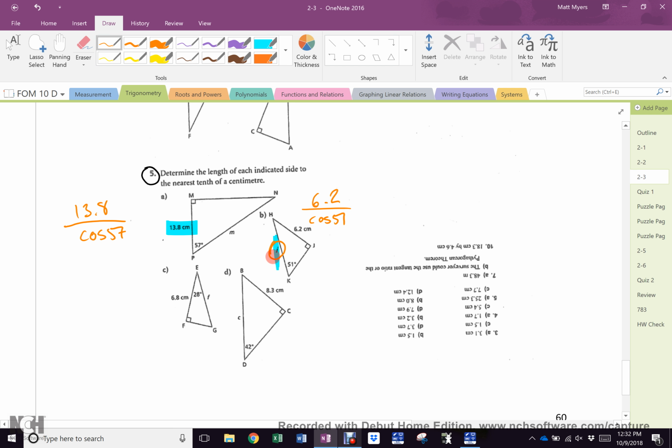Therefore, it cannot be tan. But we have the opposite, not the adjacent. Oh, sorry. So it should have been sine. Sorry. 6.2 divided by sine 51. What about C? So what is C? 6.8 divided by cos 28. What is D? 8.3 divided by sine 42. With B though, we don't have the hypotenuse and sine loses the hypotenuse.